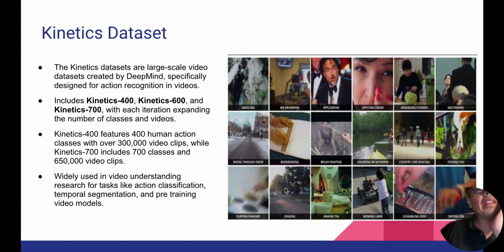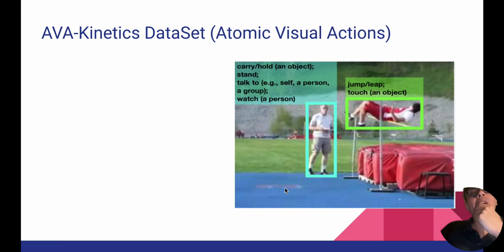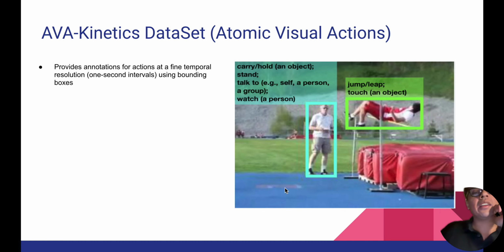But let's get to a more advanced dataset. There's a dataset called AVA Kinetics, Atomic Visual Actions. The Atomic Visual Actions dataset is a list of Hollywood videos that has bounding boxes around each of the actors in the video, associated with a particular action. Again, these are videos of famous people. Why that matters, maybe it does, but for visibility purposes, I don't know. It provides actions at a fine temporal resolution in 1 second intervals using bounding boxes.